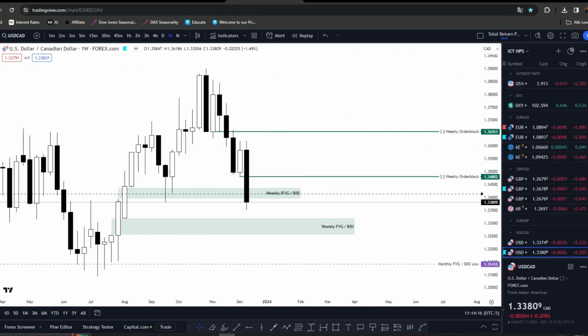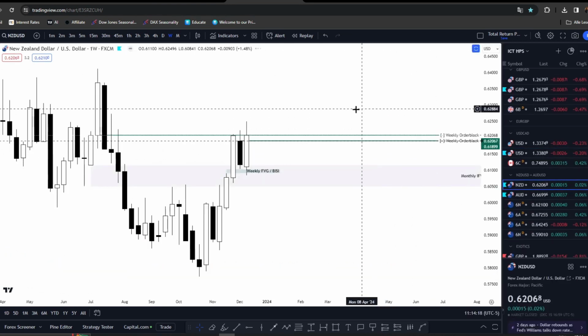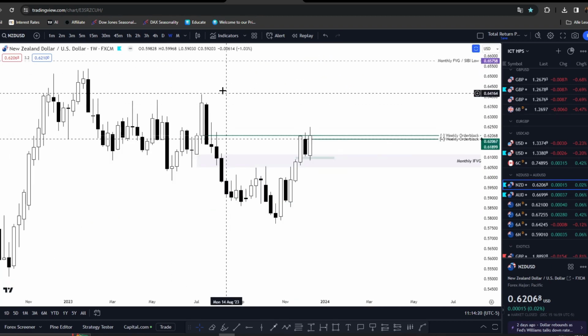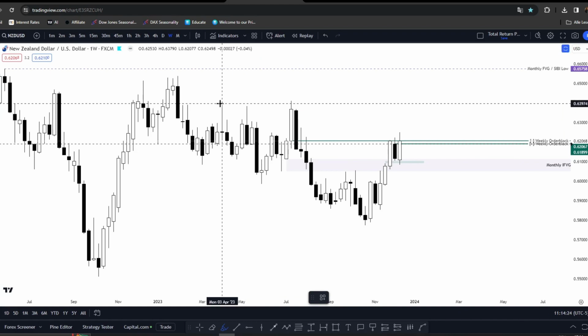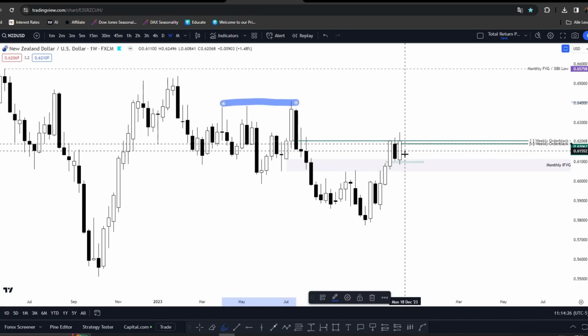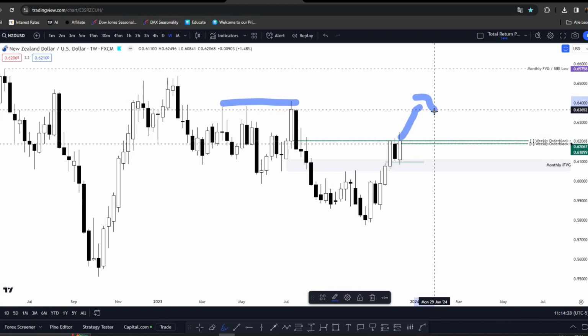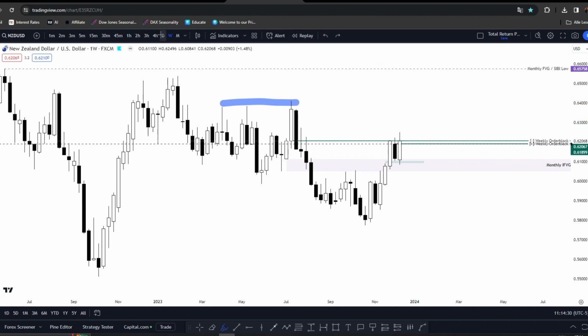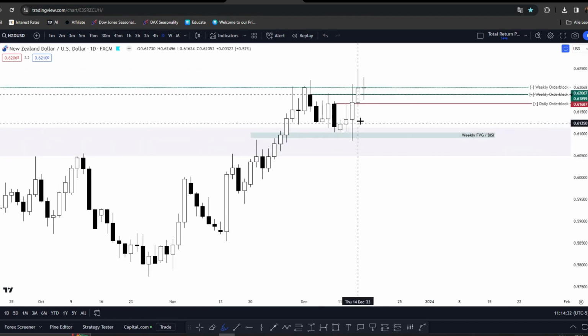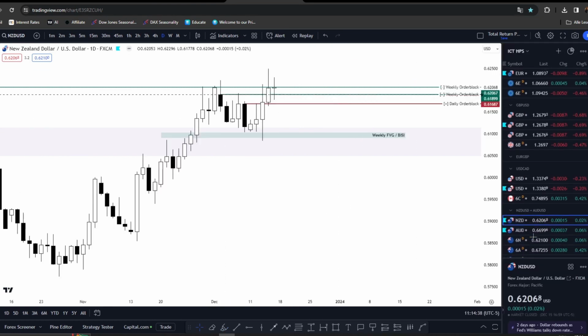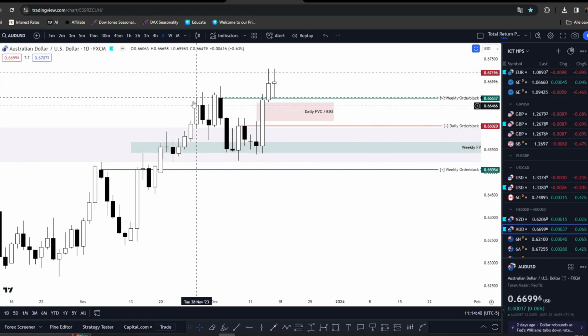So I think that's it. NZD USD, all looking bullish. We have major buy side liquidity right here. We could see a run higher going into the next year. Yeah, but it looks a little bit messy. I have some levels marked up, but for now, really nothing special right here.